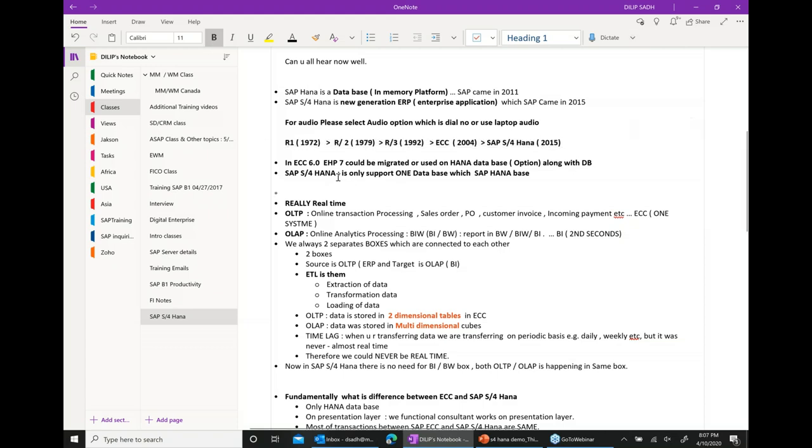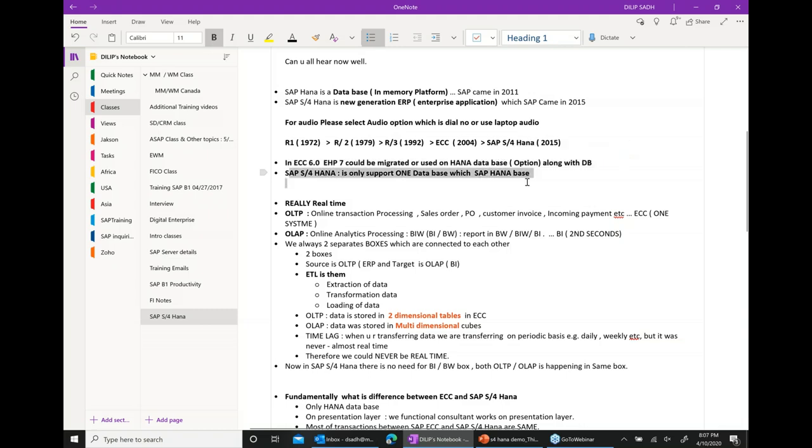In SAP ECC, enhancement pack 7 could be used on the HANA database, because HANA came in 2011. If somebody was using ECC with enhancement pack 7, they could migrate their SAP ECC 6.0 box onto the HANA database. That was possible.